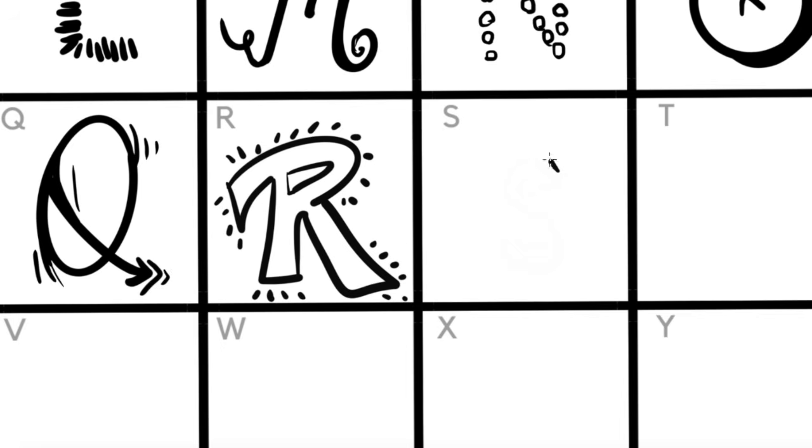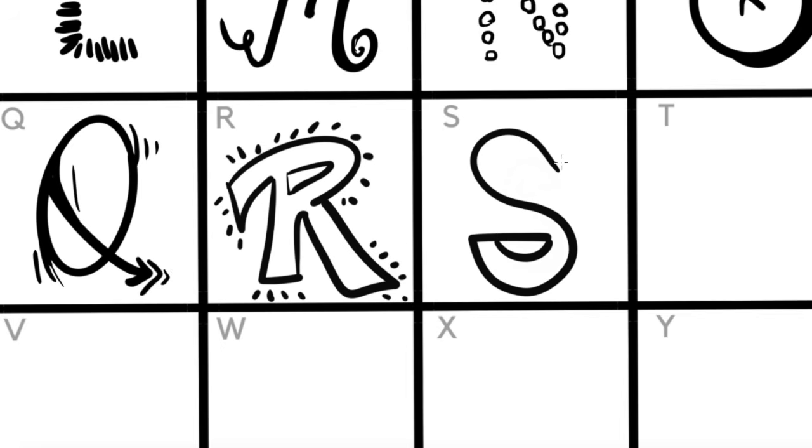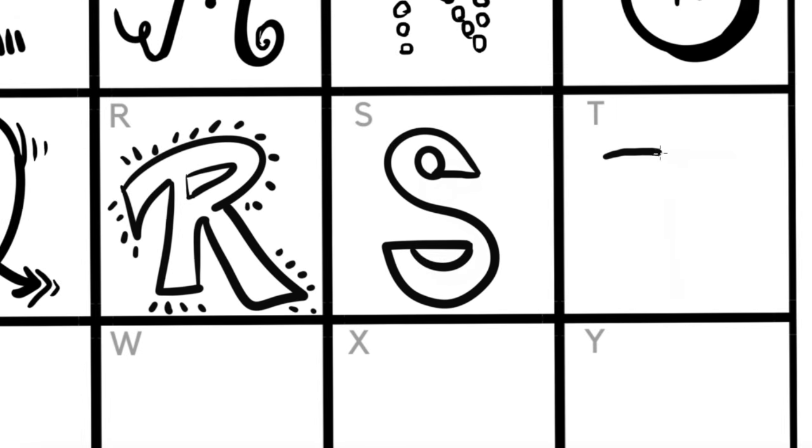For the S, we're going to do a simple S shape, but add some shapes inside to make it look a little bit tribal and rustic. And for the T, we're going to fill it in really dark and bold and thick, and then we're going to add these cool drippy effects on the bottom edges.